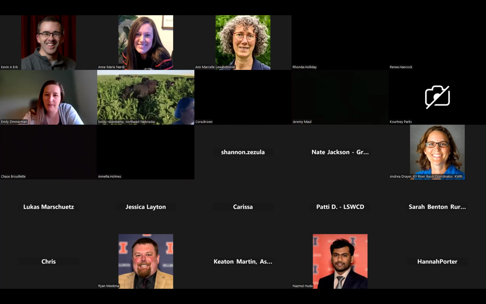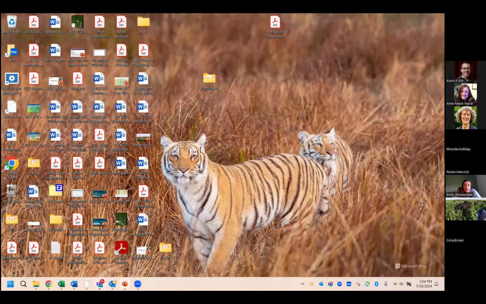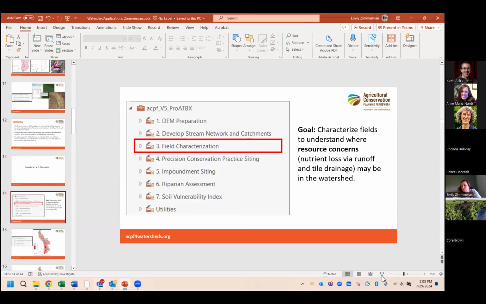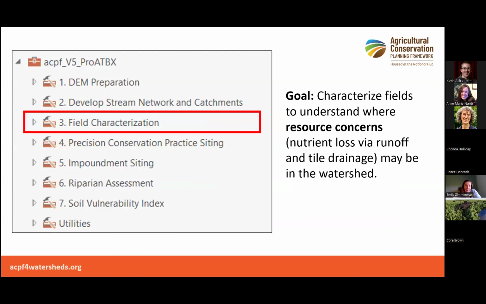And what I have to share about field characterization is actually pretty quick, so I don't think it'll take us terribly long. Okay. So I'm going to resituate us in terms of the toolbox. So this would be the point where you've done DEM preparation, and you have your stream networks and catchments delineated. And so now you're moving on to characterize the resources specifically related to tile drainage and runoff that could occur in the fields in the watershed.